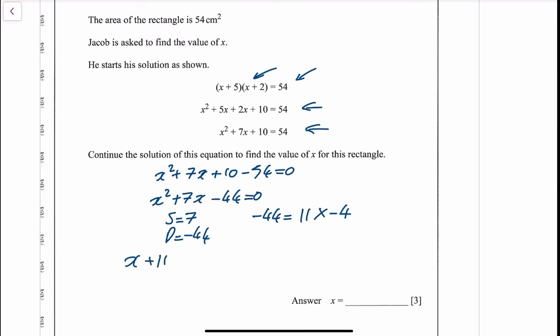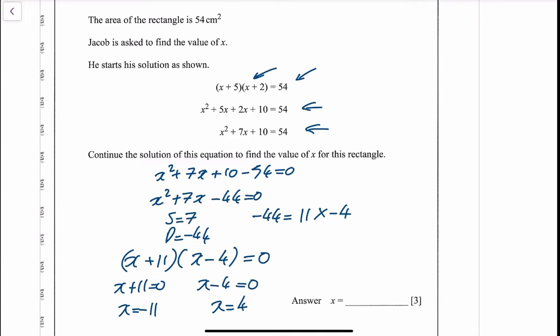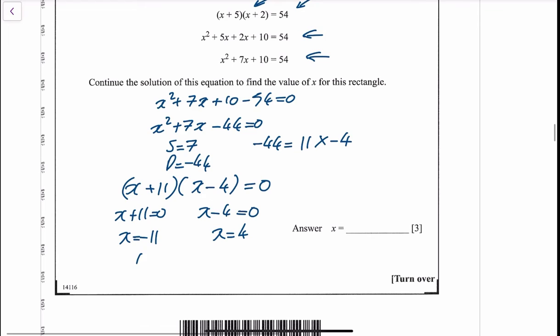So that means you can jump straight to it in this one. That's going to be x plus 11, x minus 4 equals 0, which means x plus 11 equals 0, which means x equals minus 11, or x minus 4 equals 0, which means x equals 4. This one, because it's length, that's not going to be possible. So my answer in this case is x equals 4.